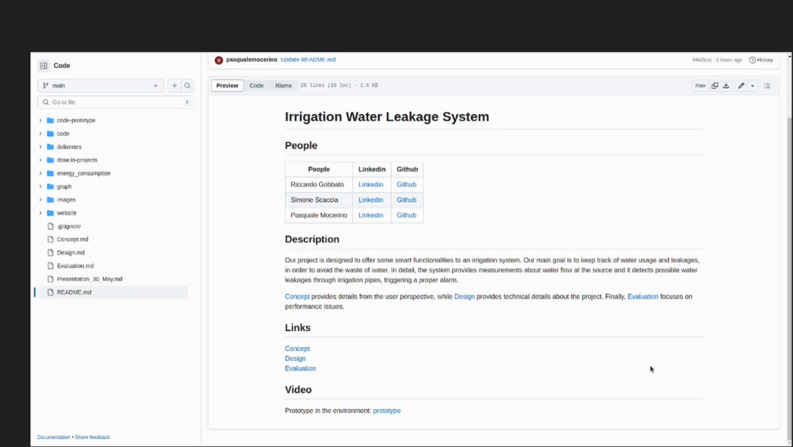Hi everybody, this is the presentation of our water leakage system. The system is designed in order to monitor water usage in an irrigation system and also to detect possible water leakages through irrigation pipes. Furthermore, our focus is not only to detect possible water leakages, but also to quantify and locate them, so to know the precise location of the leakage and how much water has been leaking.